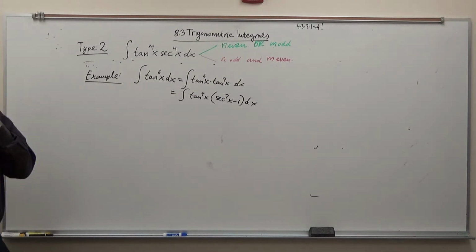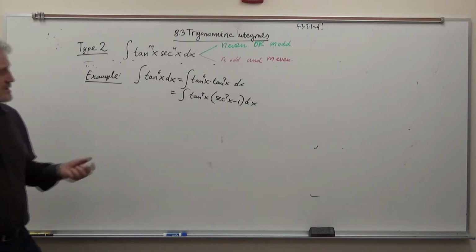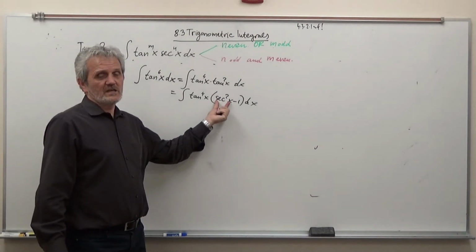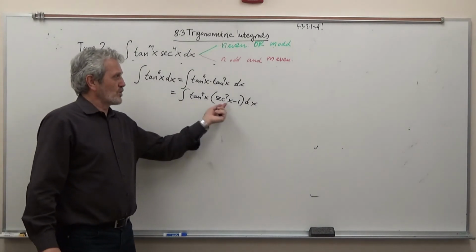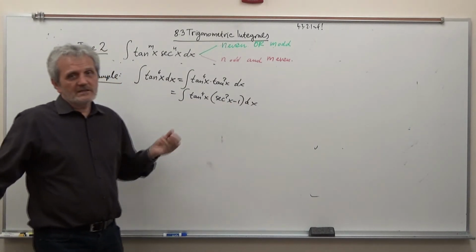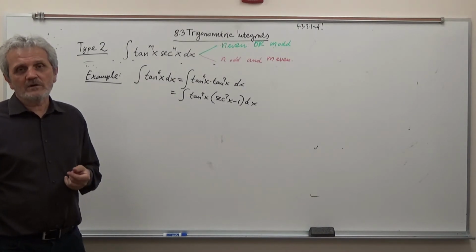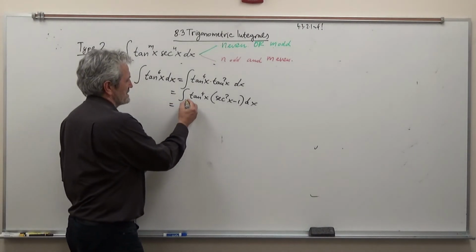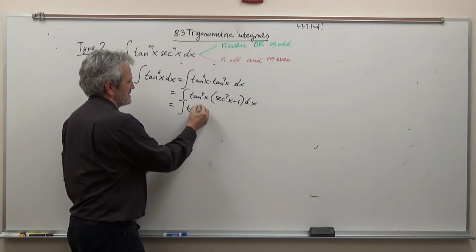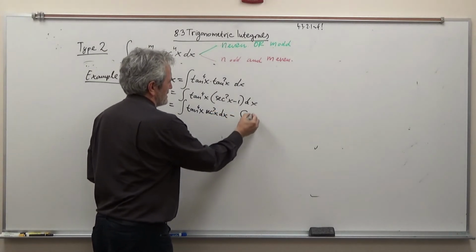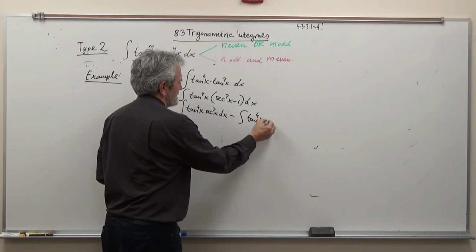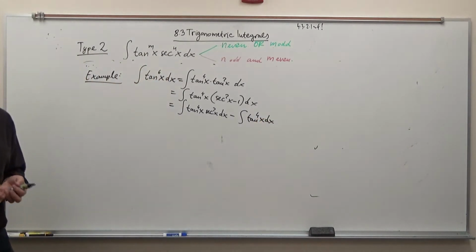That's the trick from a minute ago. Tan squared x is secant squared x minus 1. And this is much better. Why? Because I like that secant squared gives me the derivative of tan, so that's a good substitution, and that will go quite quickly. The other one gives us just a lower power, and that's also really good news. So that would be the integral of tan to the 4th x secant squared x dx minus the integral of tan to the 4th x dx.